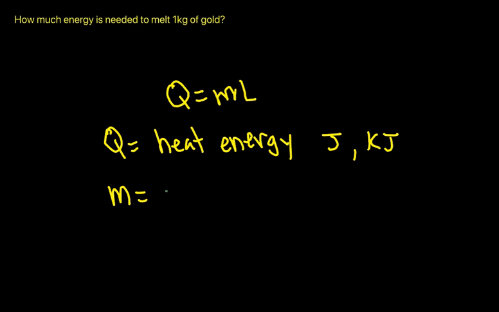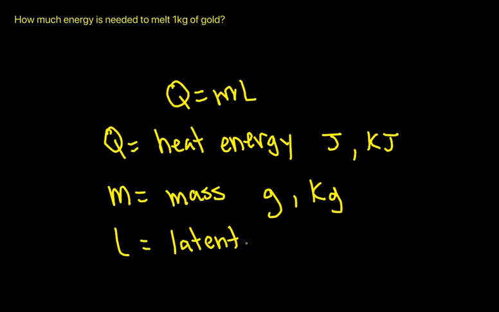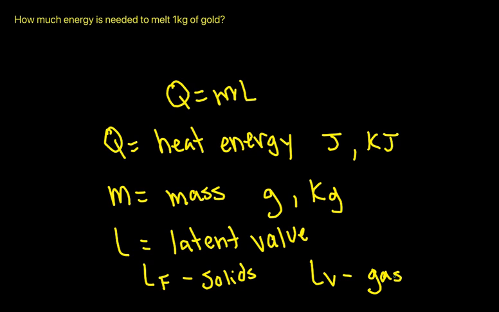M is a mass. It's going to be how much substance we have, measured in grams, can also be kilograms. And L is your latent heat value, your constant value. Each substance has its own unique latent heat value, but there's two of them. There's latent heat of fusion, which deals with solids to liquids, and there's latent heat of vaporization, which deals with liquids to gases, and both of those are reversible.